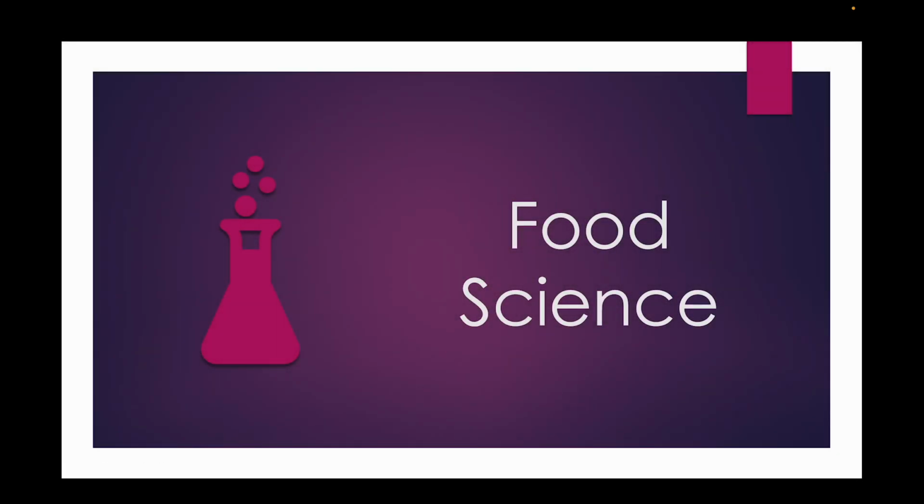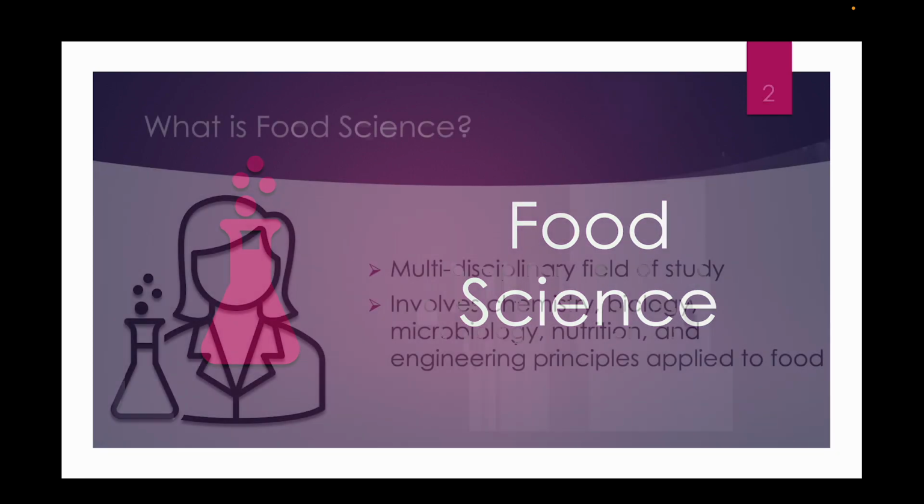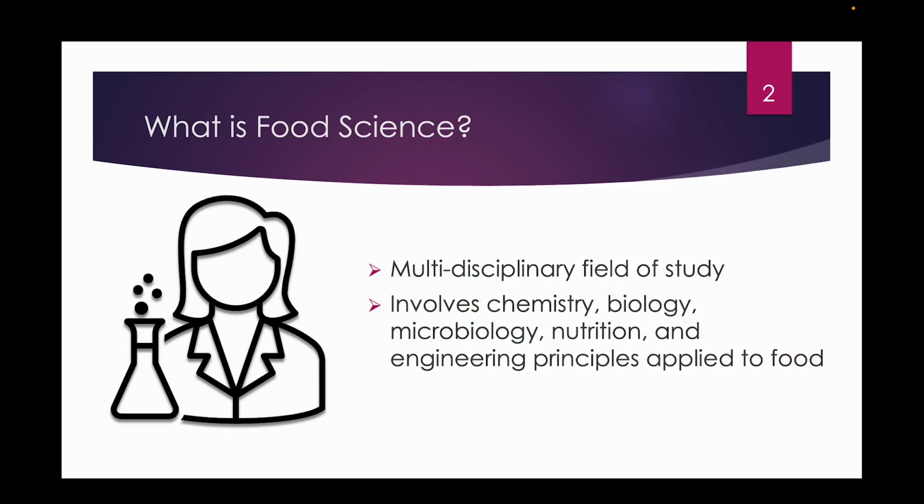Today we're going to discuss food science, what it is, what food scientists do, and a few other terms that are common in the food science field. To start, let's define what food science is. Food science is a multidisciplinary field of study that involves chemistry, biology, microbiology, nutrition, and engineering principles. All those principles together are applied to food.